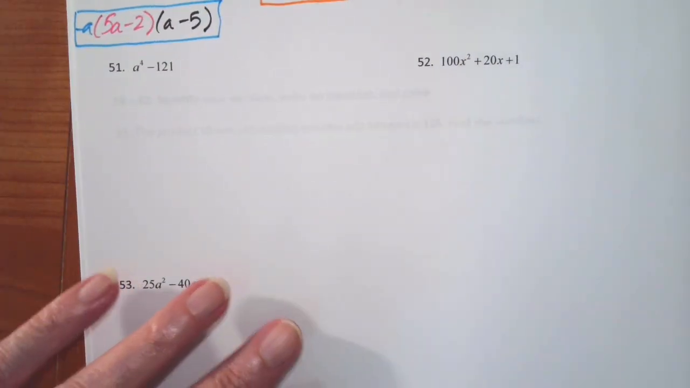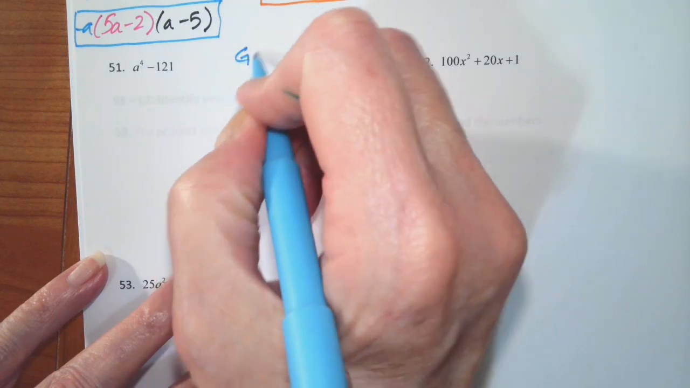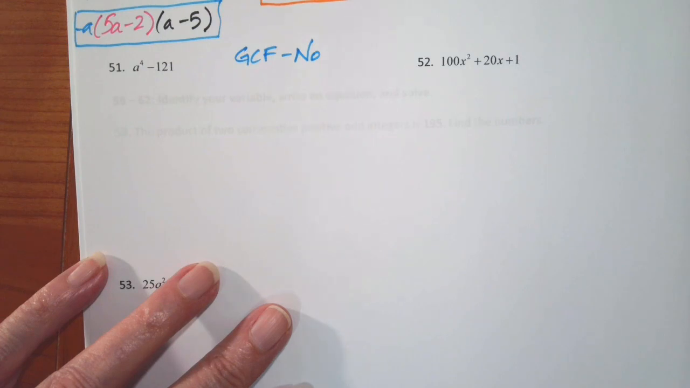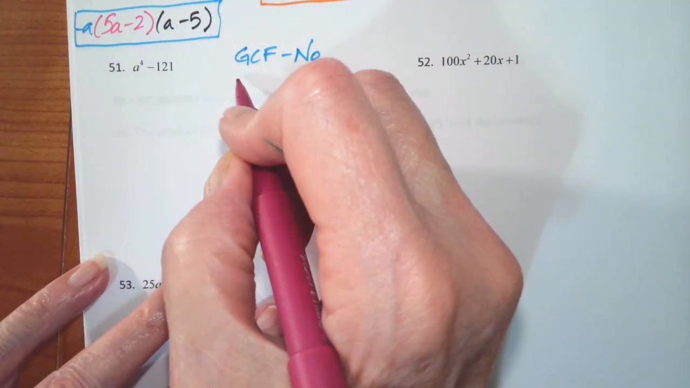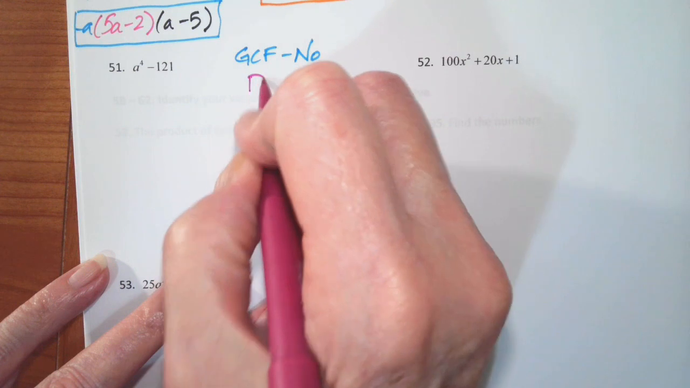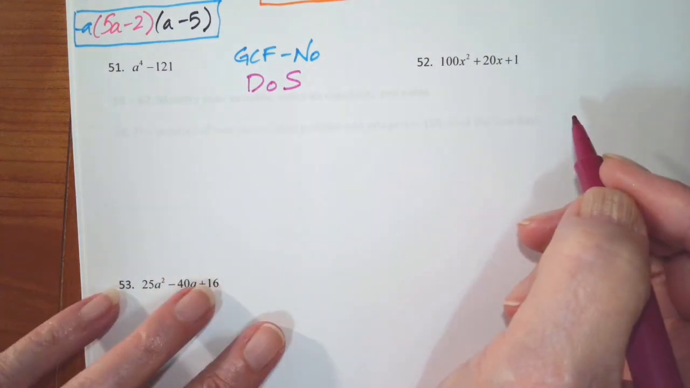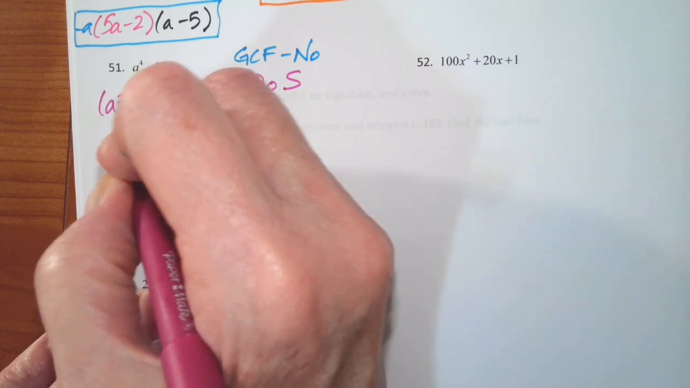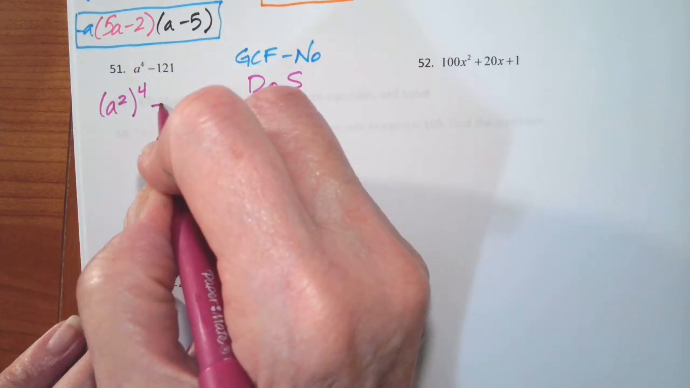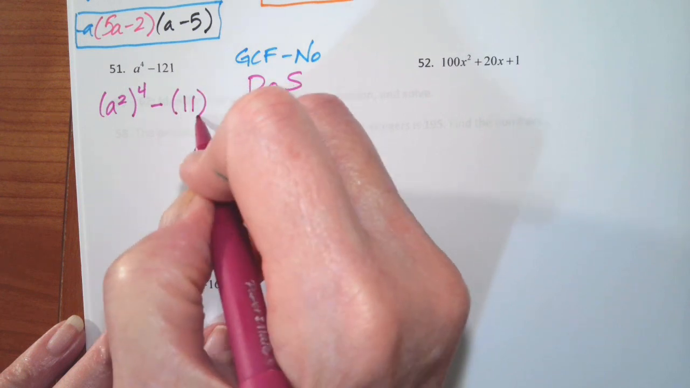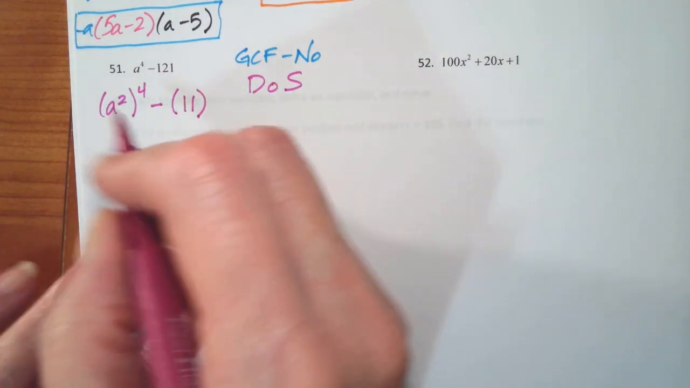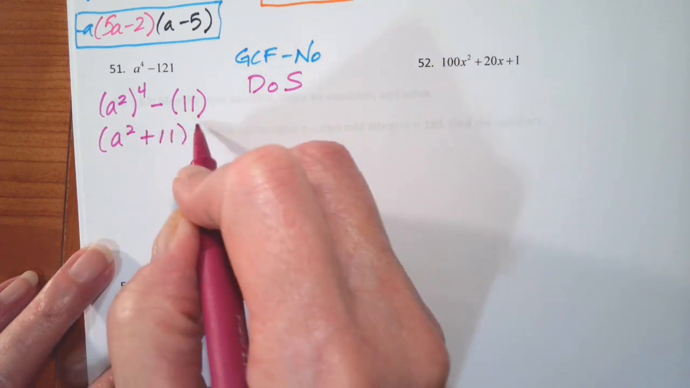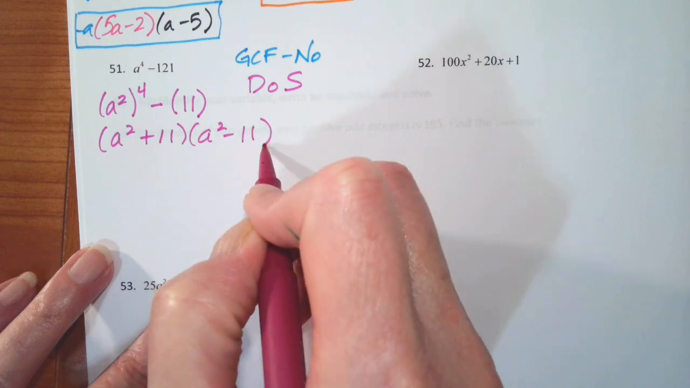Okay, 51, GCF. Nope. So there are two terms. So difference of squares. Well, yeah. I can write a to the fourth as a to the second to the fourth. The square root of 121 is 11. So this factors into a squared plus 11 times a squared minus 11.